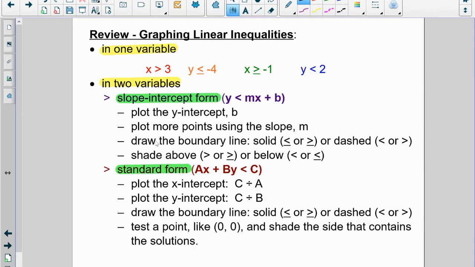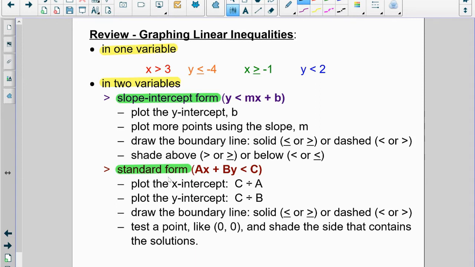Then, for slope-intercept form, we can just look at the inequality symbol to determine if the solutions are above the boundary line, and then we would shade above the boundary line, for either of these symbols that contains a greater than symbol. Or if you have one of the inequality symbols that contains the less than symbol, so it points to the left, then all the solutions will be below the line, so we shade below the line.